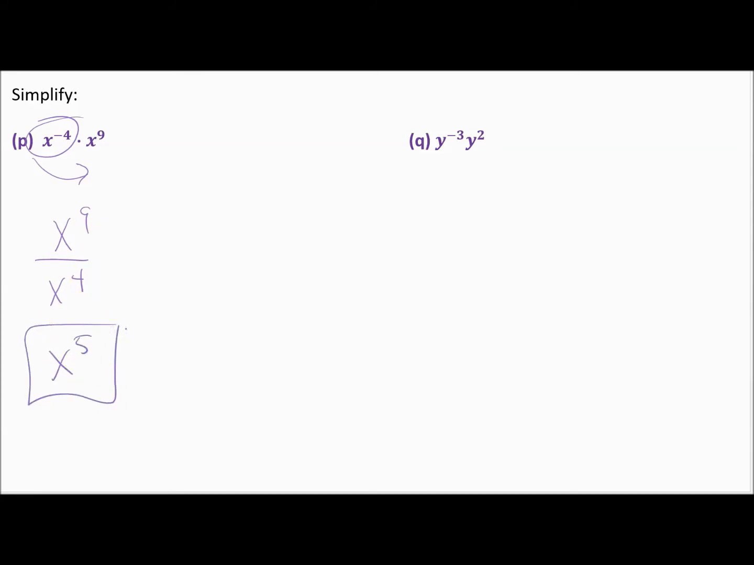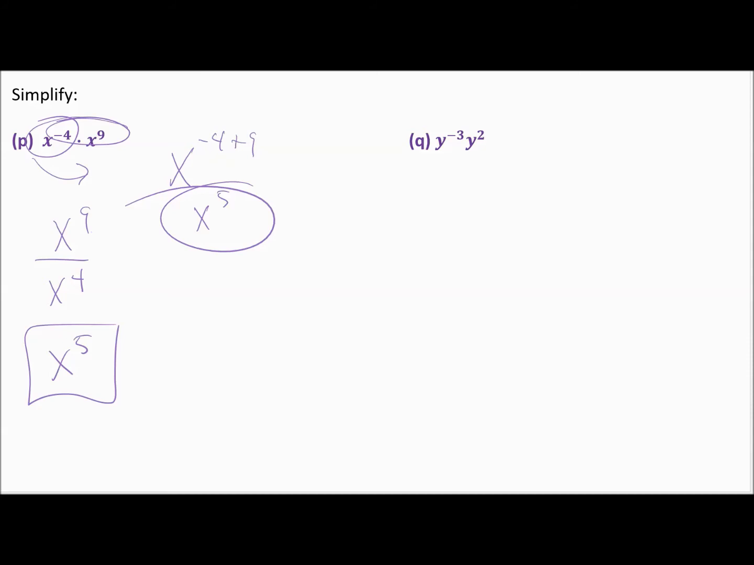Now, some of you maybe didn't think about it that way. What if you thought about when you multiply bases, you just add the exponents? So that'd be x to the negative 4 plus 9, which is also x to the 5th. So notice it's kind of forgiving. As long as you use the rules correctly, what you do first matters less. What you do properly is what's important.